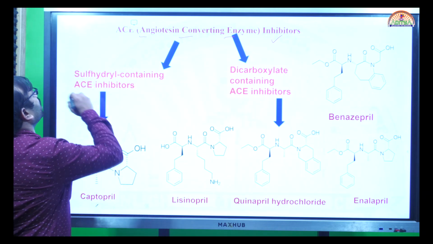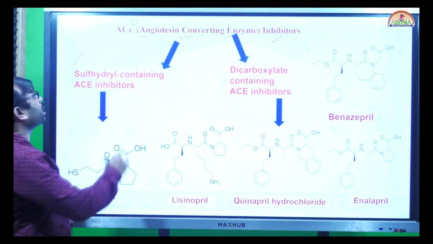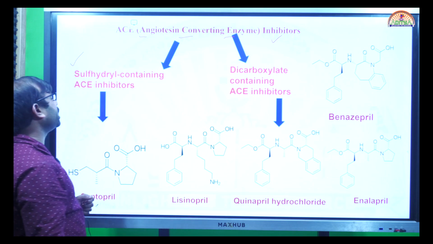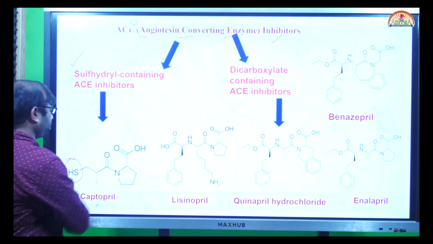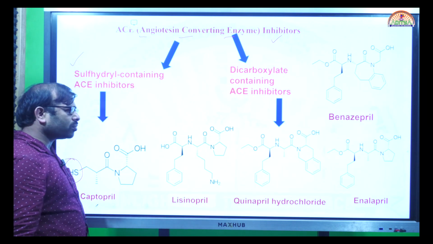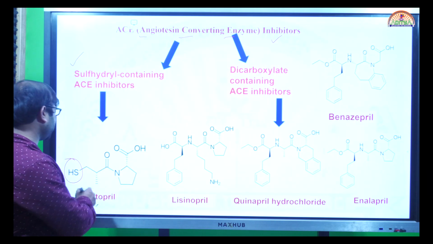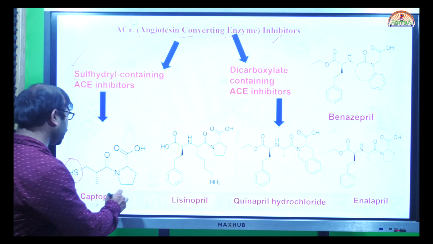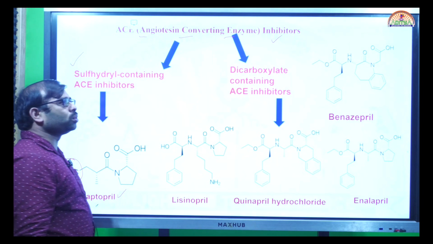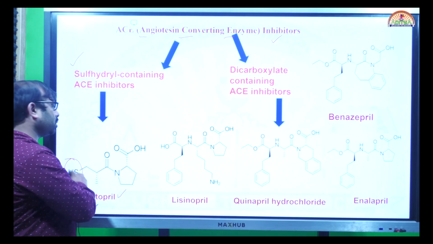First one is about the sulfhydryl-containing ACE inhibitors. The sulfhydryl-containing ACE inhibitors have the sulfhydryl group, this free SH group, or thioalcohol group. One of the important molecules given is captopril. Our syllabus gives captopril. So the main active group in this ACE inhibitor is the sulfhydryl group or thioalcohol group.